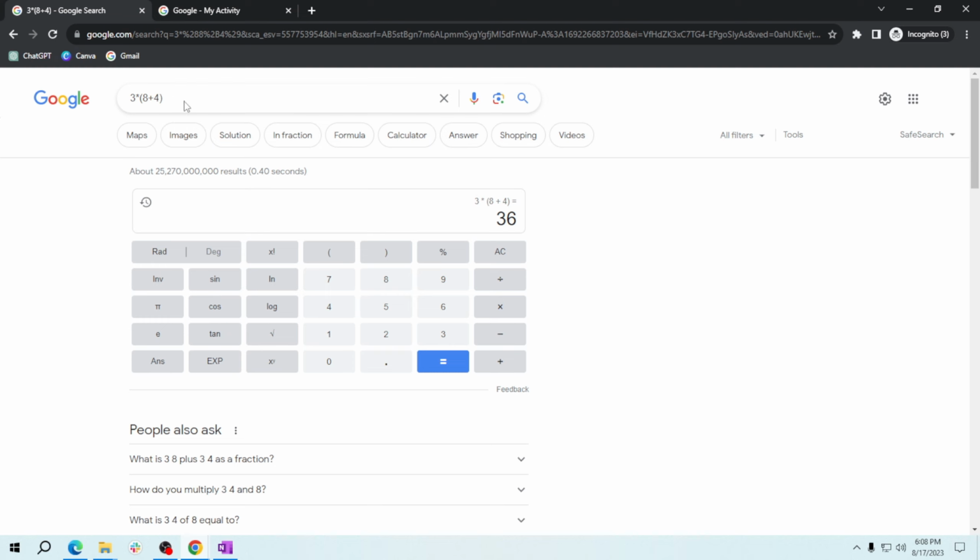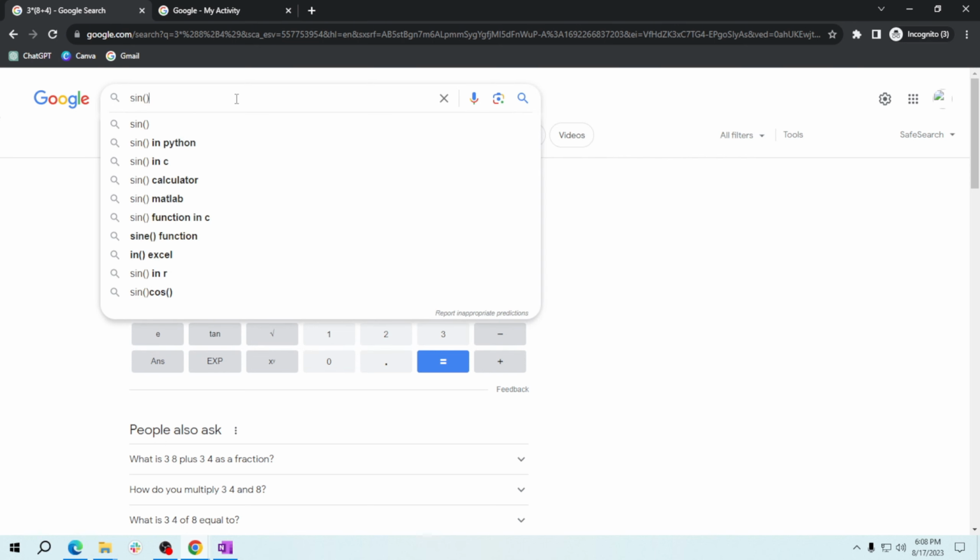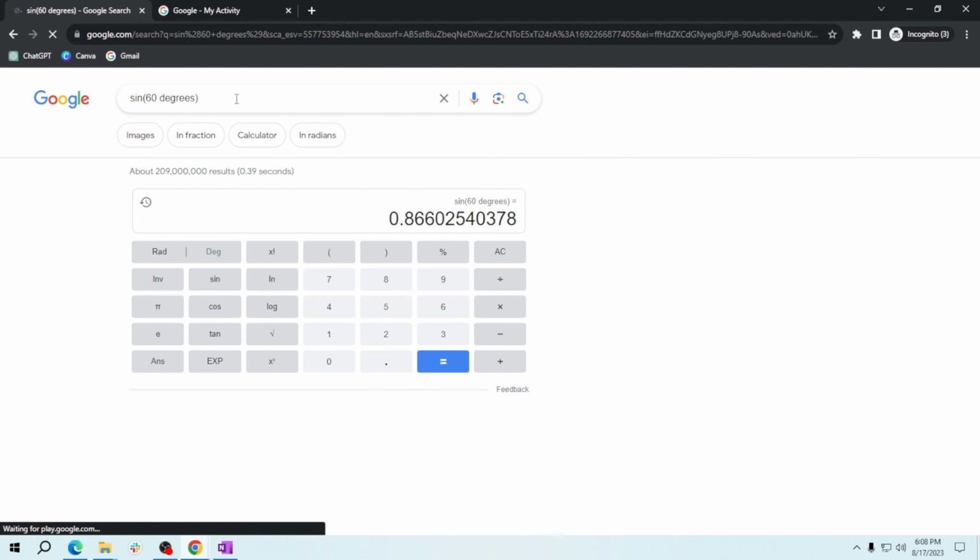For a more advanced example, let's calculate the sine of 60 degrees. Type in sine and then parentheses 60 degrees. So just like this, I will show you. Google will provide you with the value of 0.8660254. So we'll stop there.